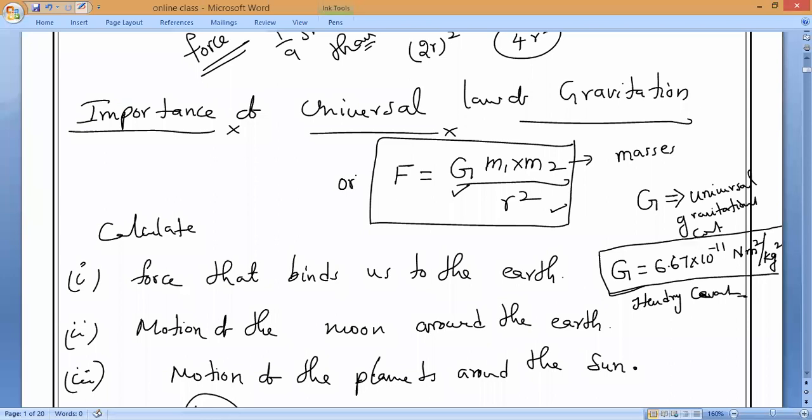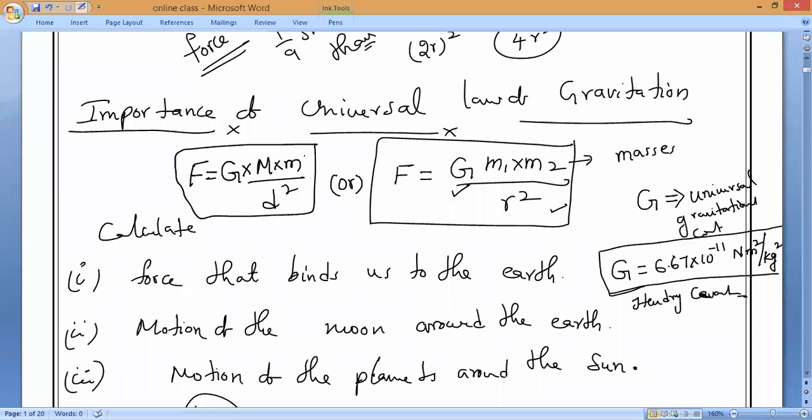What is our NCERT formula? Anybody can tell me? According to NCERT, what can we take? Capital G into capital M into small m divided by D square. Both are the same, please remember. Capital M is the mass of body 1, M1, and small m is the mass of body 2, M2.